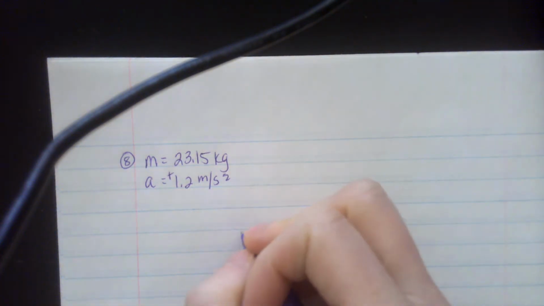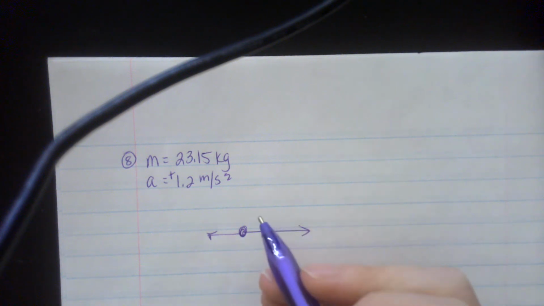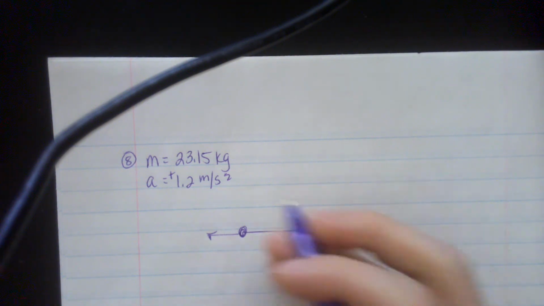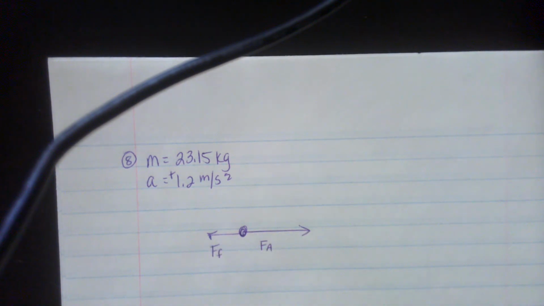Penguin sliding down a hill, or sliding across snow. The mass of the penguin is 23.15 kilograms. The penguin is accelerating at 1.2 meters per second squared in the positive direction. So first I would need to find the net force. I'm going to draw out the free body diagram. I don't know what the values of these forces are yet. I do know that they are friction and the applied force, though.